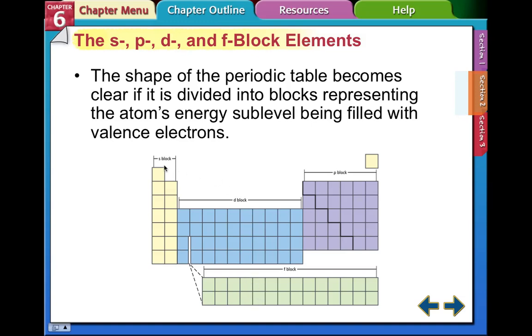Now remember, s's can hold 2 electrons. P's can hold 6 electrons. D's can hold 10 electrons. And the f's can hold 14. So 2, 6, 10, and 14.